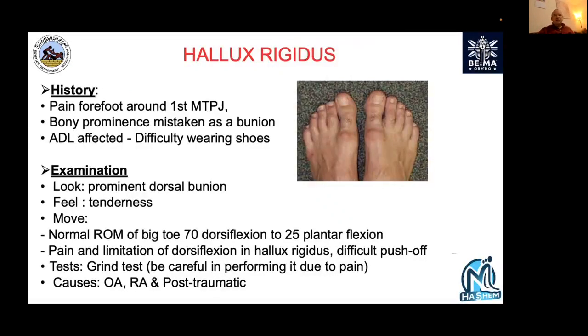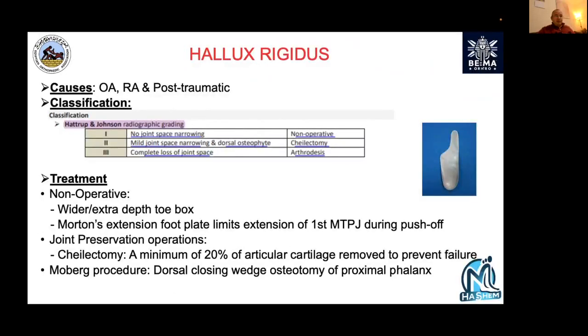The common cause of hallux rigidus is definitely osteoarthritis, the most common cause, more than 90%. You may have rheumatoid arthritis or post-traumatic arthritis. When you classify hallux rigidus, we can classify it very simply, as I explained. It's just a painful joint with no limitation of range of motion, no joint space narrowing or any features on the X-ray, and this is grade 1. This doesn't need anything operative, just some pain management, maybe a steroid injection.